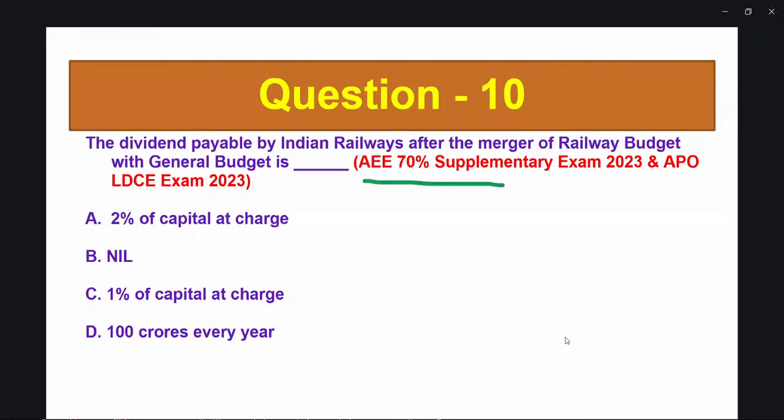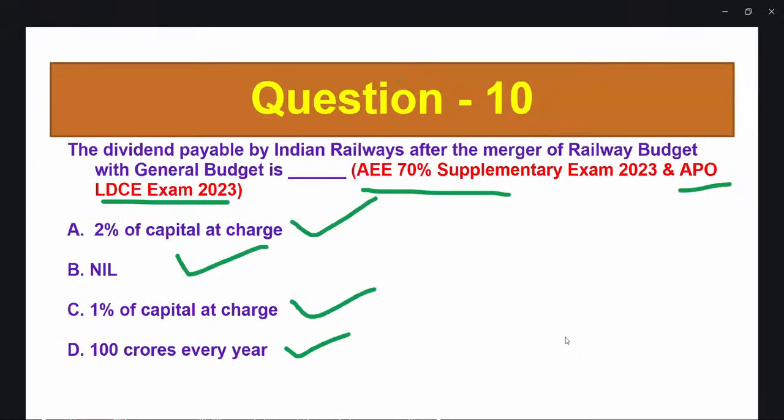This is AE 70% and APO LDC. See, if you check, most of the questions are repeated, so better concentrate on the previous year question papers. What is the dividend percentage paid after 2017-18, that is after merger of the budget: 2%, nil, 1%, or a lump sum of 100 crores every year? Yes, please stop. It is the nil answer.